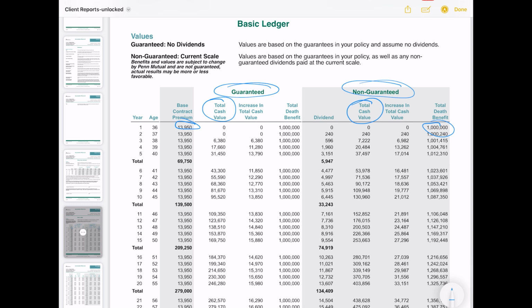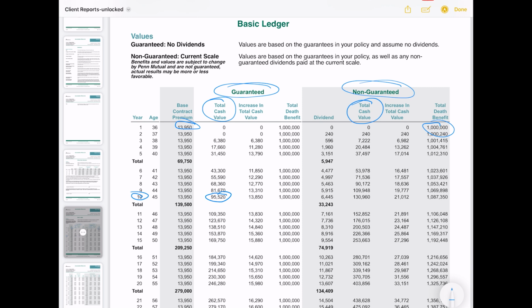There is no elective paid up additions rider being used in this situation, so all of the non-guaranteed cash value that accumulates from here will be created by dividends that are used to purchase paid up additions. So I want to go out to year 10 and look at the cash value on the guaranteed side that's in there.